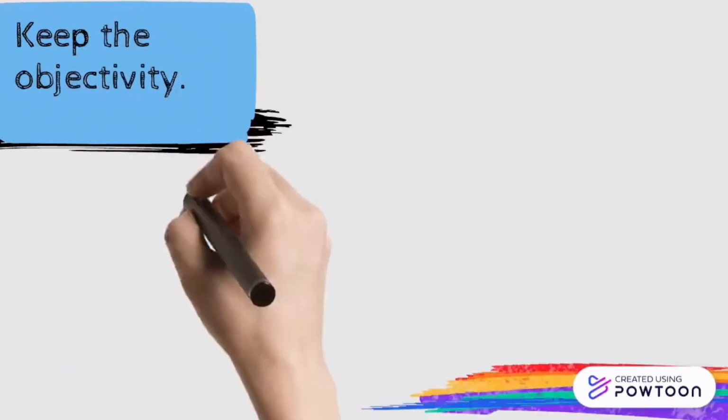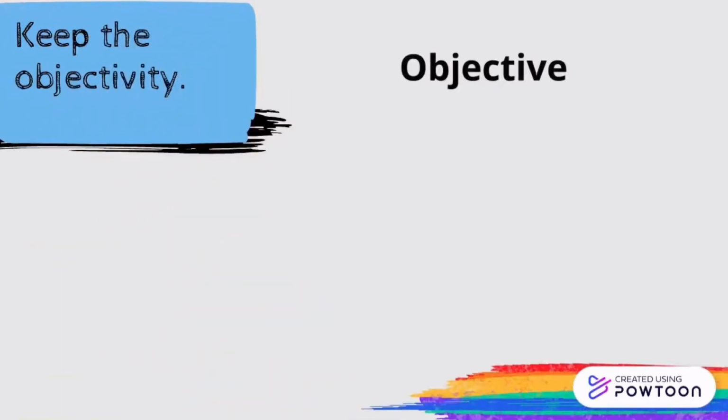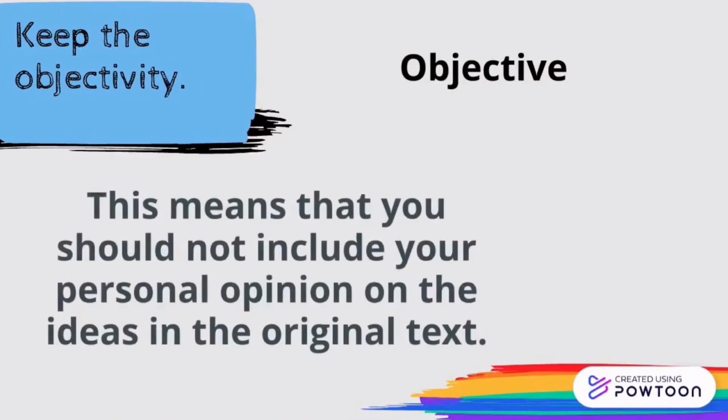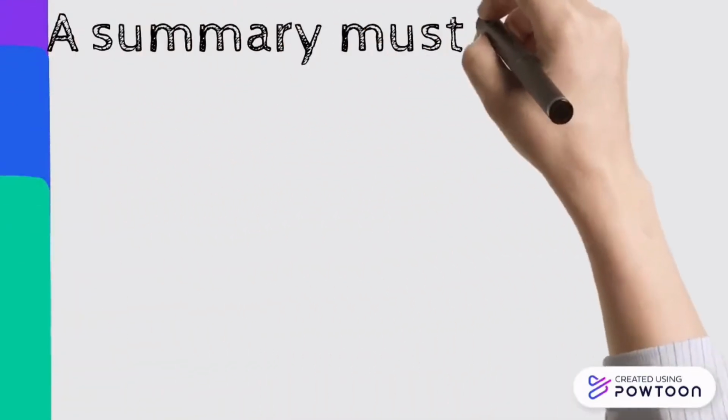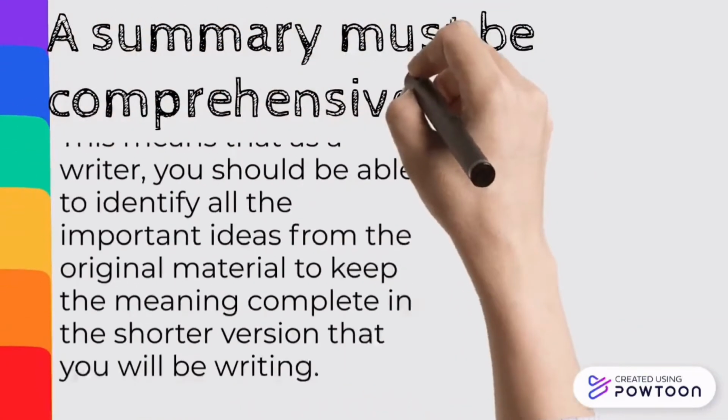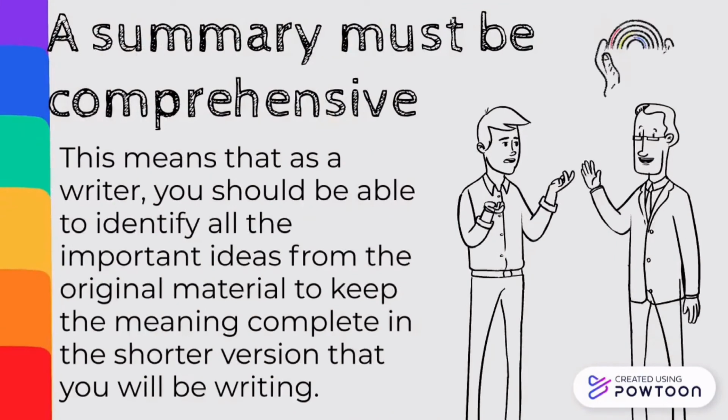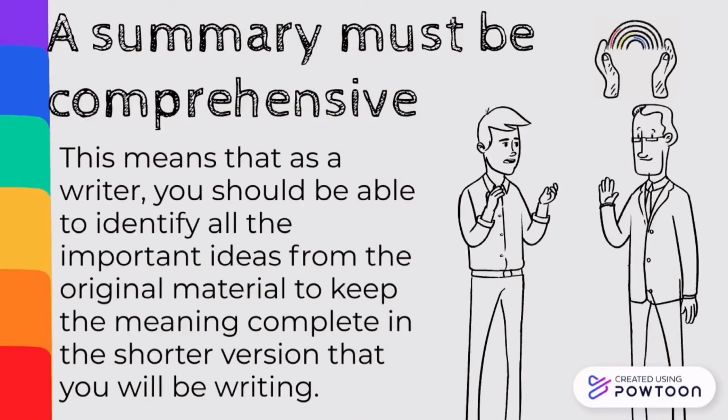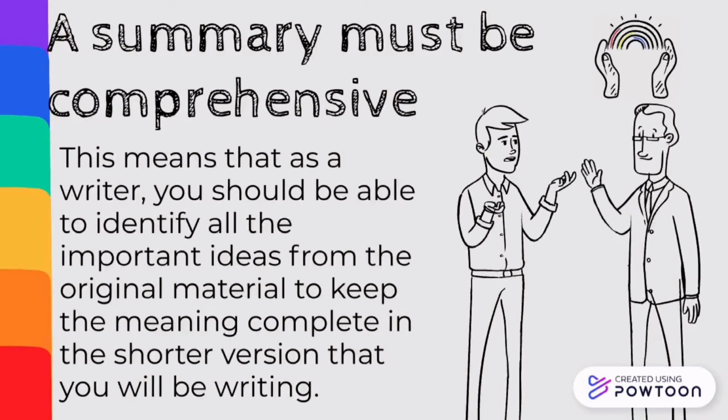In summarizing a given material, one must remember to be as objective as possible. This means that you should not include your personal opinion on the ideas in the original text. Sixth, a summary must be comprehensive. This means that as a writer, you should be able to identify all the important ideas from the original material to keep the meaning complete in the shorter version that you will be writing.